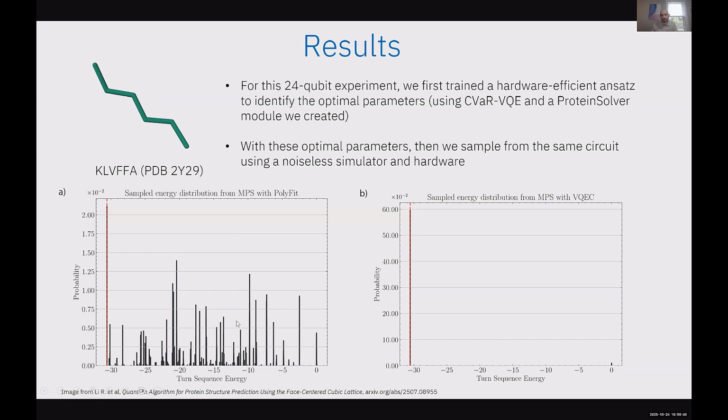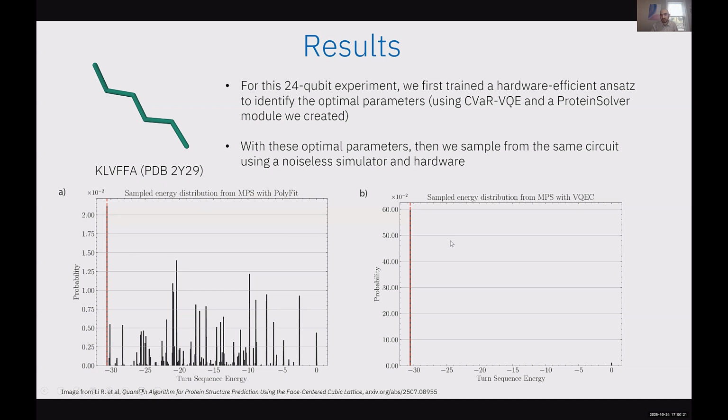And these are two sampling results. Let me just try to explain. The one on the left is using the polynomial fit method. The other one is the Lagrangian duality or VQEC method. And the red line that you see here is the probability of getting the best solution, right? What we want is most of the probability accumulating towards that red line. That's lower energy. So on the x-axis, as you go to the left, the energies are getting lower, and the y-axis is the probability of sampling that particular solution.